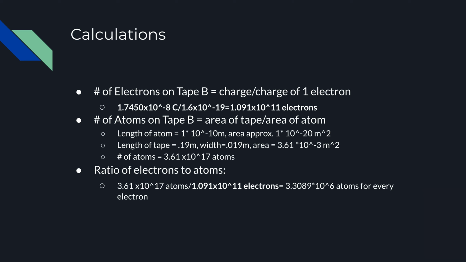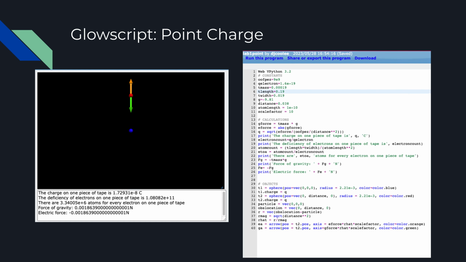And then I calculated the number of atoms on tape B, which is the area of tape divided by the area of an atom. The length of an atom was given in the experiment, and the length of my tape was 0.19 meters, the width was 0.019 meters, so the area was 3.61 times 10 to the negative 3 meters squared, and that gave a total number of atoms as 3.61 times 10 to the 17th. Then I found the ratio of electrons to atoms, which you basically just divide the atoms by the number of electrons, and you get 3.3089 times 10 to the 6 atoms for every electron.